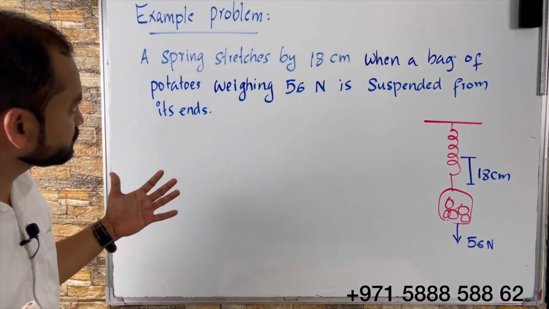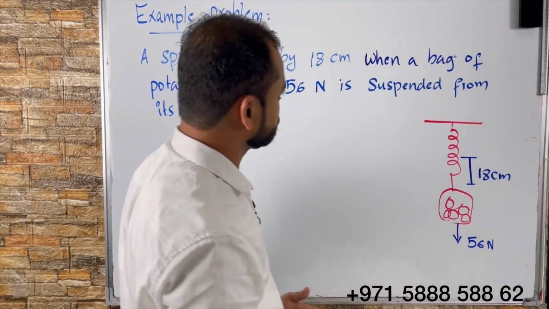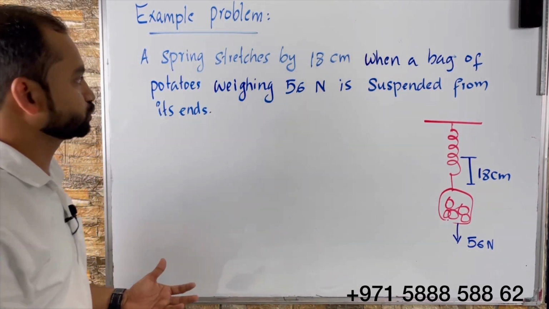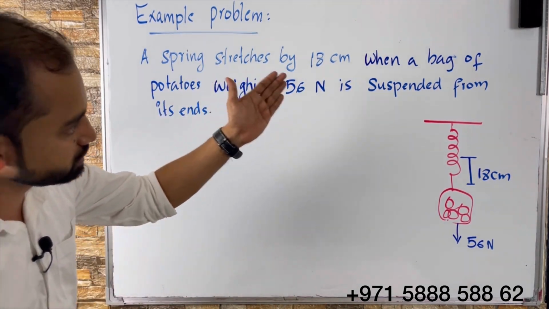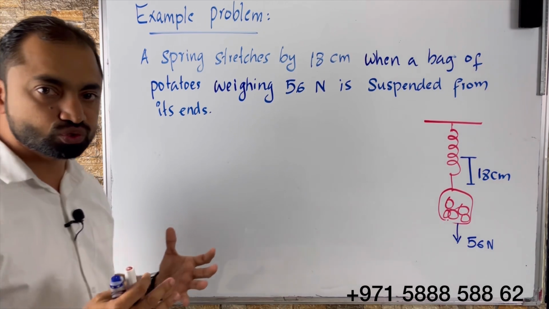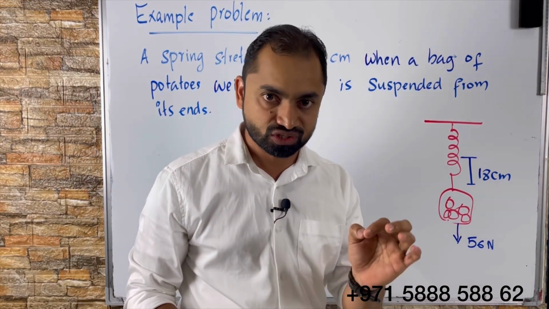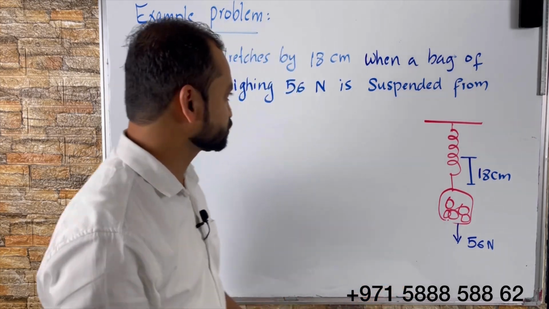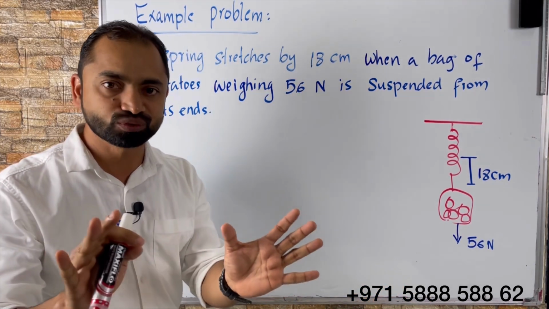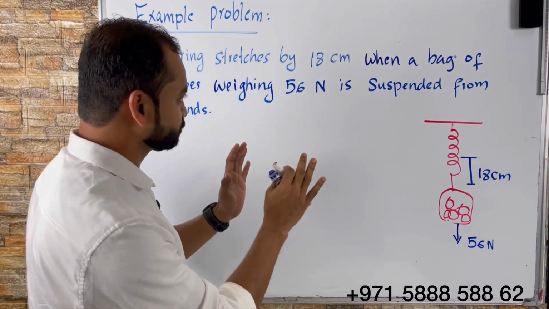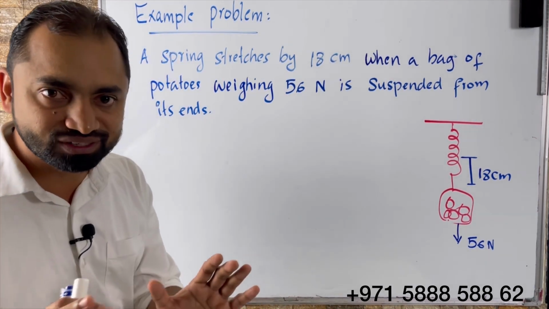We will start. In this question, a spring stretches by 18 centimeter when a bag of potatoes weighing 56 Newton is suspended from its end. So to solve numerical questions in physics, there are 3 steps, right? Step 1 is analyze the question. Analyze the question means write what is given in the question. When you read the question, write what is given.